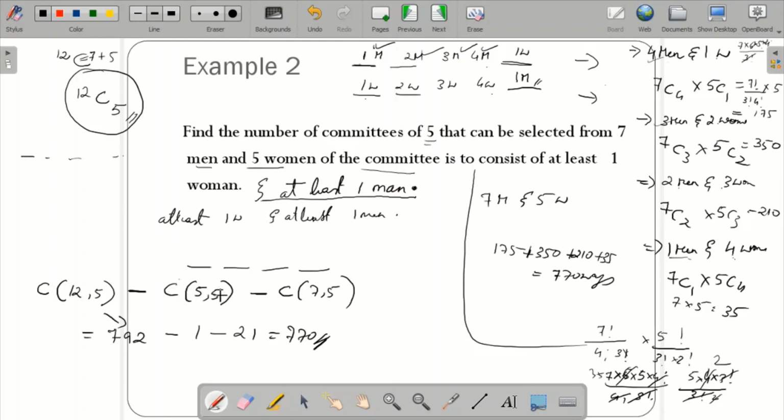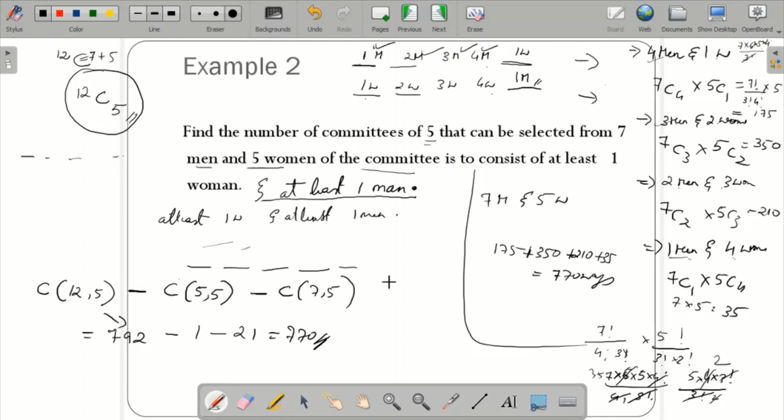C of 5, 5. I subtracted the combination where a committee of all women is formed. That means 5 is also placed with women, that I subtracted. So we had 5 women, 5, 5. That is the combination. And again a committee of 5 members including 5 men itself. So 7, 5. So this will give me the result, excluding from the total, all women and all men.